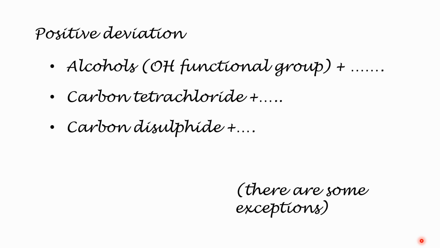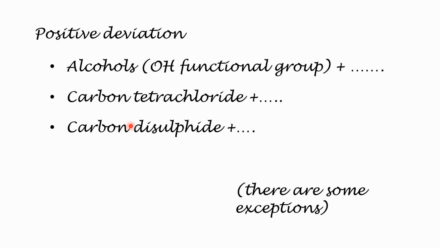Alcohols. Alcohols are organic compounds with the OH functional group. Alcohols will generally form solutions showing positive deviation. Second category is solution mixtures containing carbon tetrachloride, CCl4. CCl4 is a non-polar liquid. Then carbon disulfide. So generally these three categories of liquid pairs will be showing positive deviation. I repeat, there are some exceptions for these, but generally these are the solution mixtures showing positive deviation.